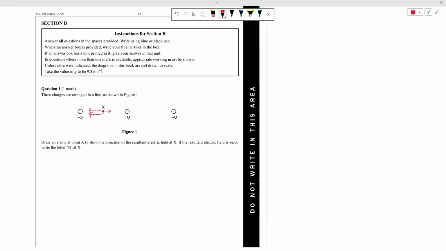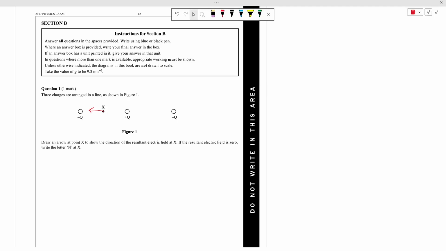So overall, the resultant electric field at point X would be pointing to the left, with whatever strength is there based on the strengths of the charges. So we can say that the electric field at point X points in some direction to the left. Okay.